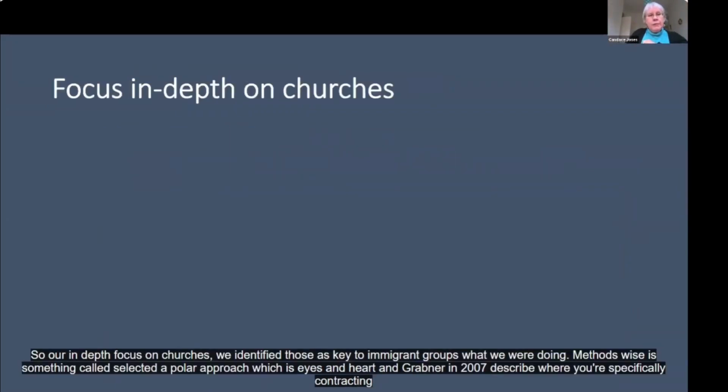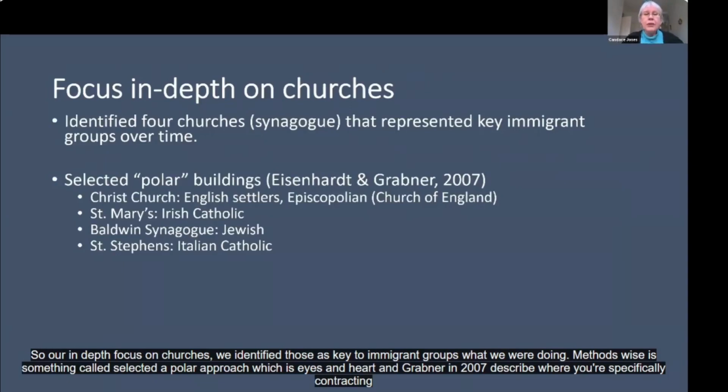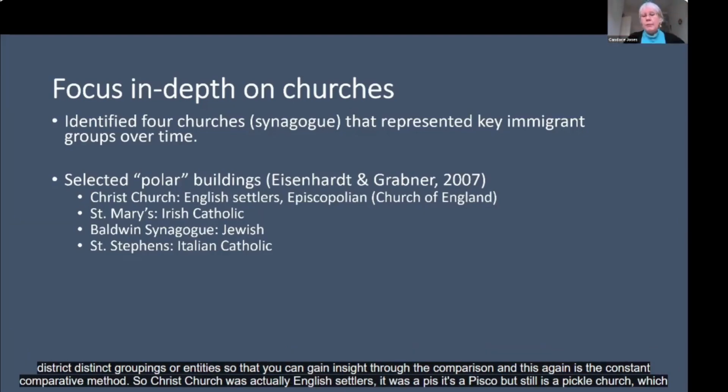So our in-depth focus on churches, we identified those as key to immigrant groups. What we were doing methods-wise is something called selected polar approach, which Eisenhardt and Graebner in 2007 described, where you're specifically contrasting distinct groupings or entities so that you can gain insight through the comparison. And this again is the constant comparative method.